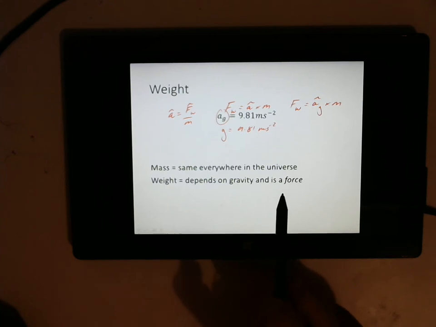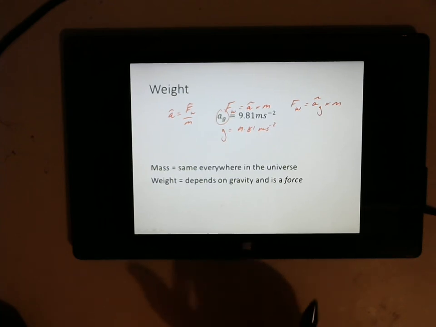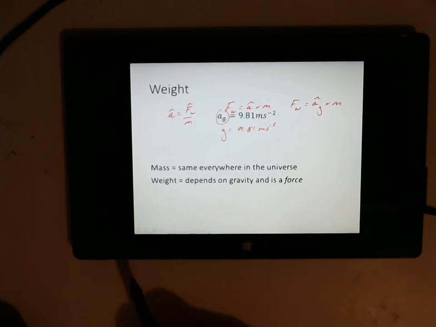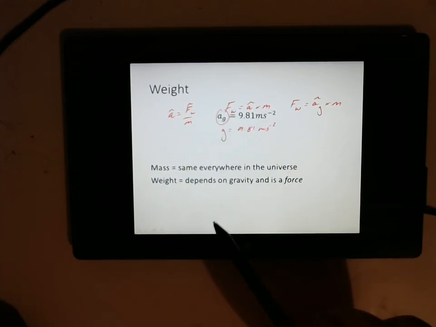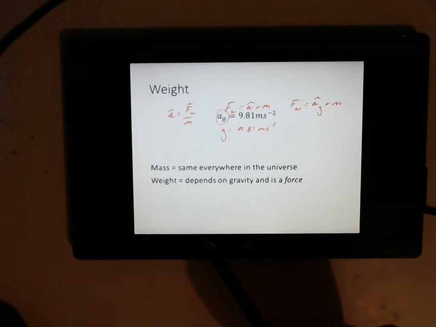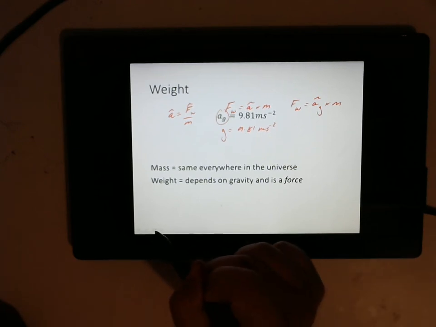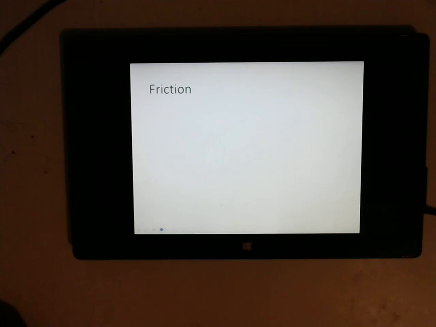Mass, same everywhere in the universe. Weight depends on gravity and is a force. You go to the moon, you're not going to weigh very much, because the gravitational attraction, the acceleration due to gravity, is very little. Go to Jupiter, you're going to weigh a lot more than what you do now, because Jupiter has a higher gravitational acceleration, okay, because it's got more mass.